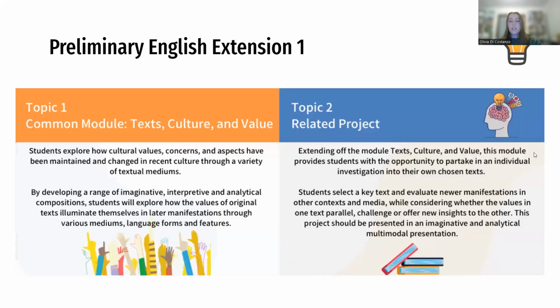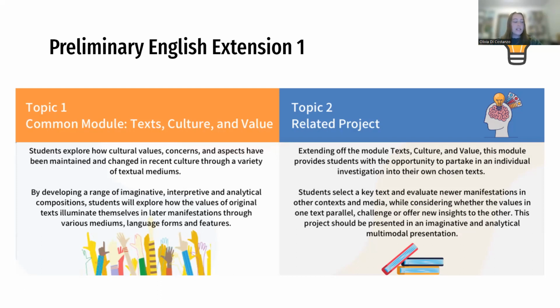And just to take a look at English Extension 1 in Year 11, as you can see, there are 2 modules as opposed to that 3-module structure, starting off with this common module. Now, the name might be a bit misleading. It's not common to Standard and Advanced. It's actually just common across English Extension 1 students. And this is looking at the kind of cultural impact of text.